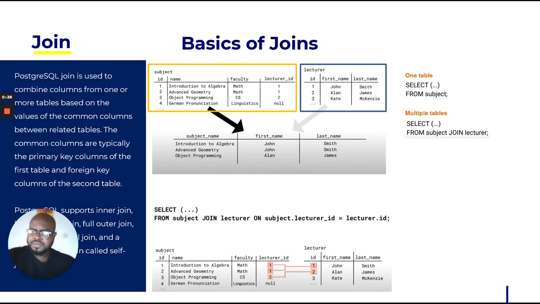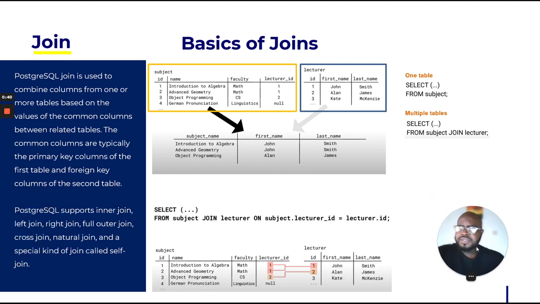What are joins? What are joins really? Joins basically are used to combine columns from one or more tables based on the values of the common column. So at some point when working in a database, you would need to get data from more than one table for some reason. And this is where joins come in.